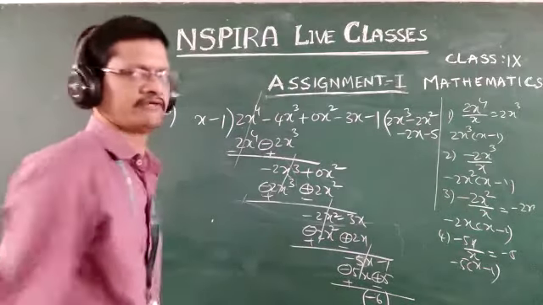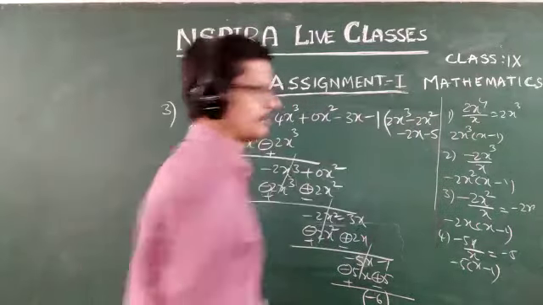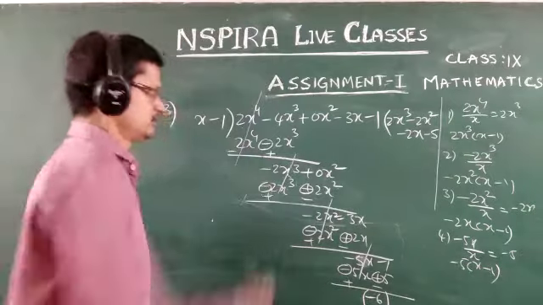So first arrange dividend and divisor in descending powers of x. Next, find the first term of the dividend by the first term of the divisor. Find that value, multiply with the divisor. Now subtraction.